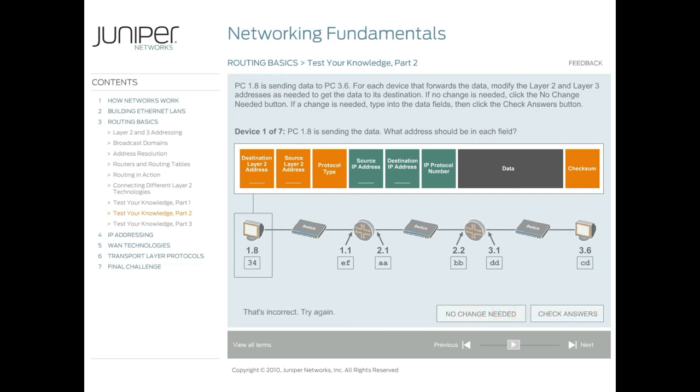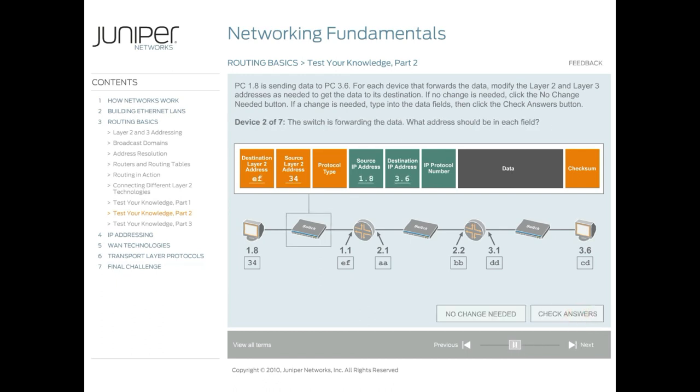That's incorrect. Try again. That's still incorrect. Here are the correct answers. Now the first switch is forwarding the data. What addresses should be in each field? Modify the addresses as needed or click No Change Needed. That's correct. The switch has forwarded the data without making any changes.